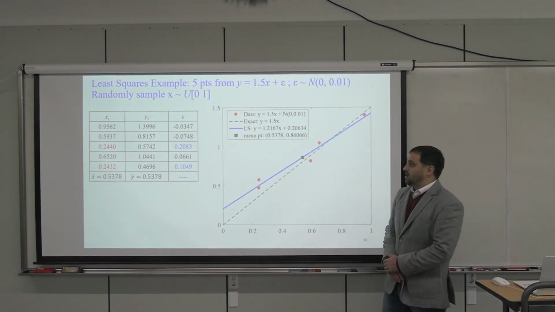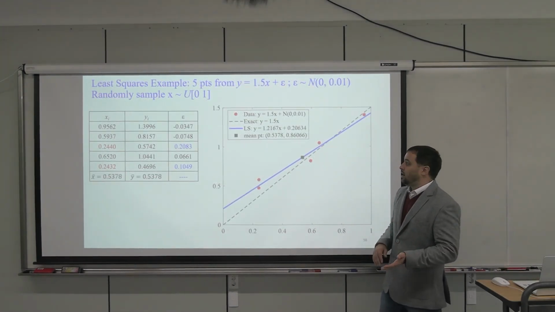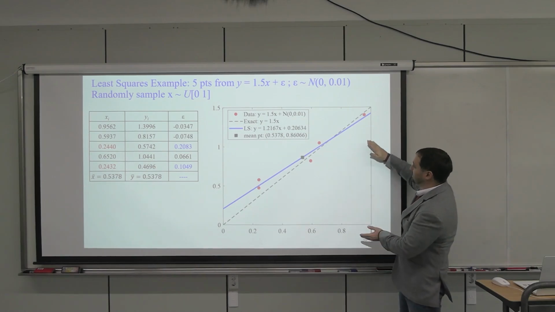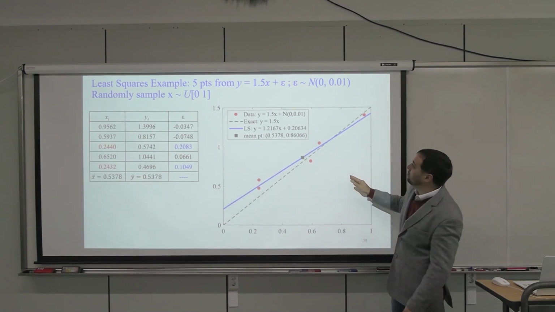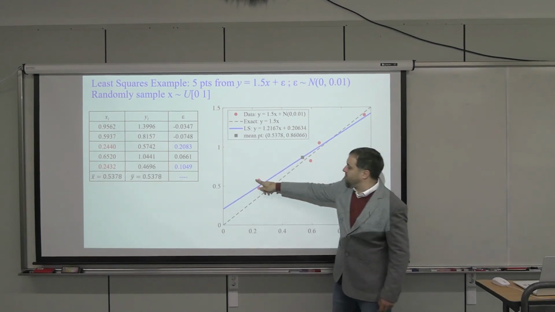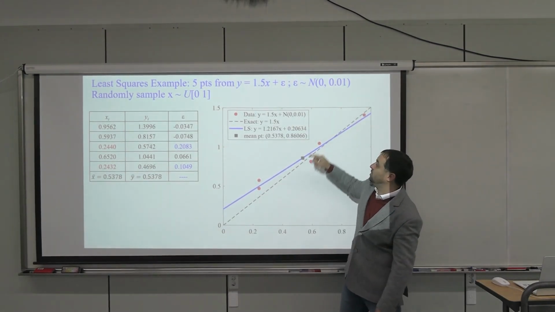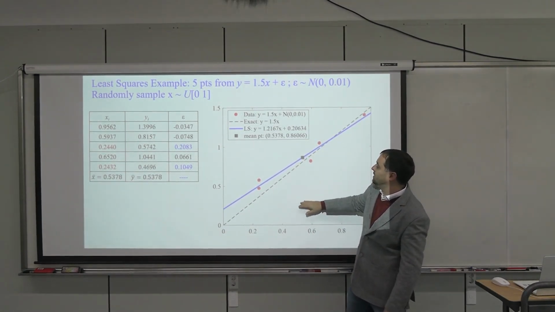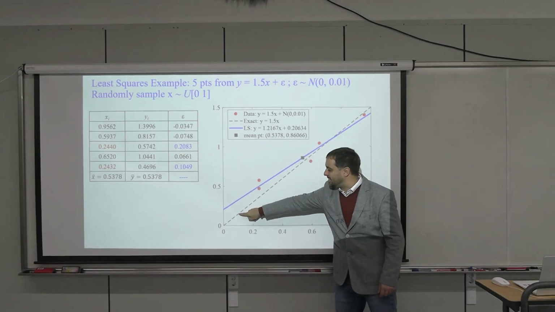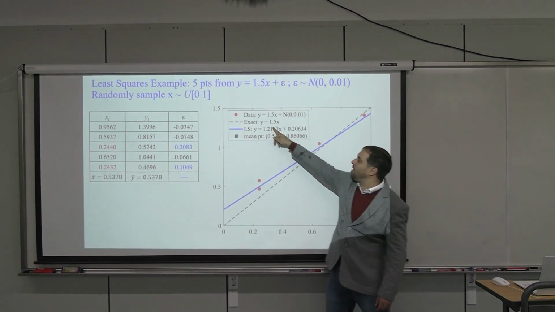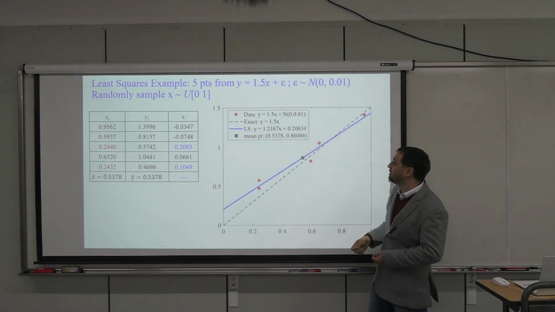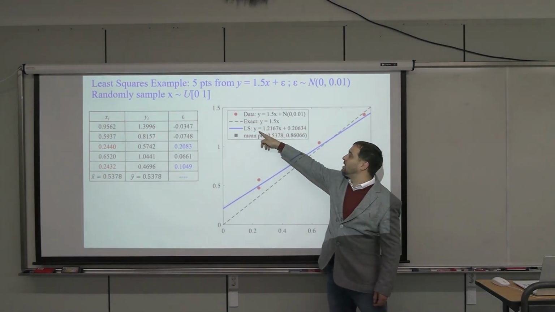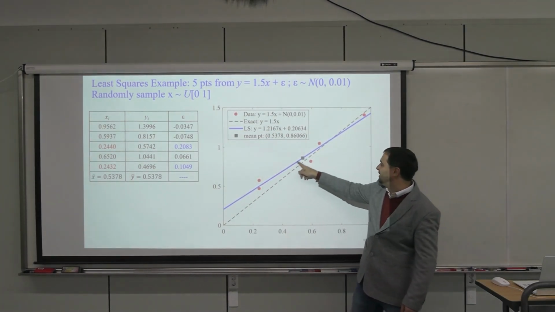Okay, class, so now that you've restarted the video, you should have a plot that looks something like this. And so let's just go through. The red dots are just the actual data points. This black dashed line is y equals 1.5x, the exact underlying function. And the solid blue line is our line of best fit.